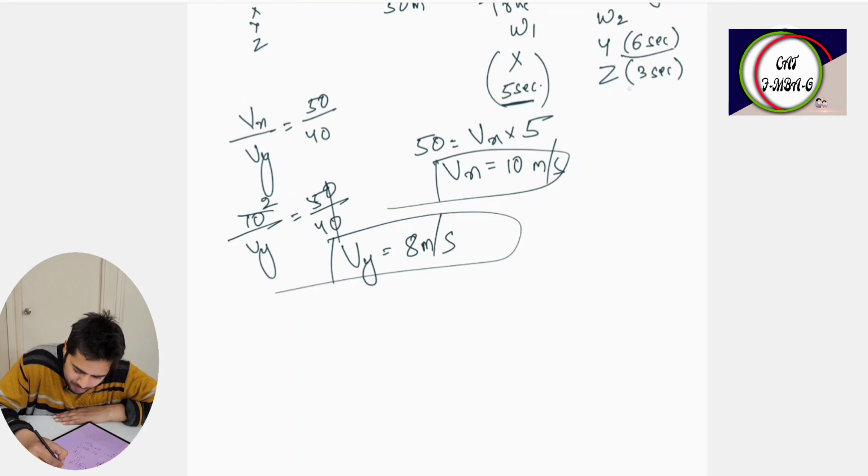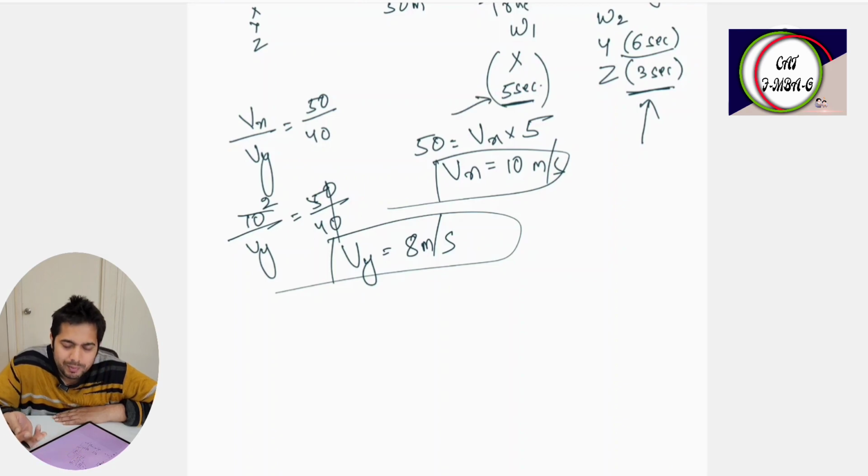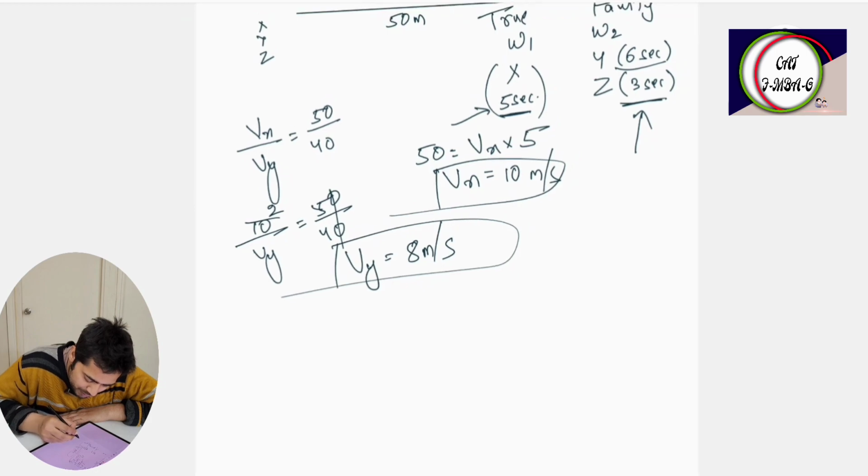These are the times given for completing the race, and these are the faulty ones. This 5 second was the correct one. From it we found Vx, and Vx by Vy we found earlier, so we found Vy. So let us find the time for y.